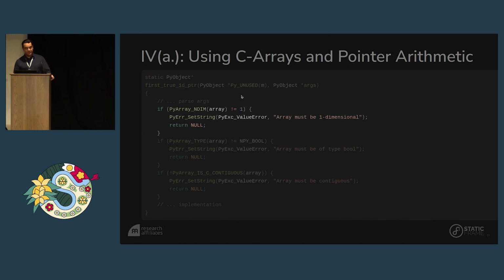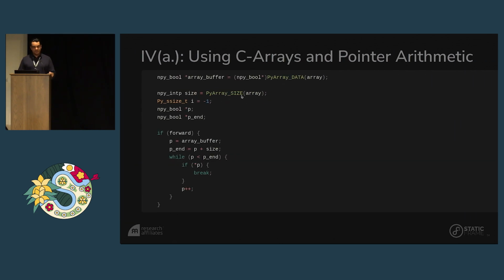Same outer function, same constraint, one-dimensional, Boolean, and finally we've added a new constraint to ensure that the array is contiguous. Again, if the user has given us a non-contiguous array, we just fail and let them figure it out. They can give us a new array, they can handle it. All right, on to the implementation.